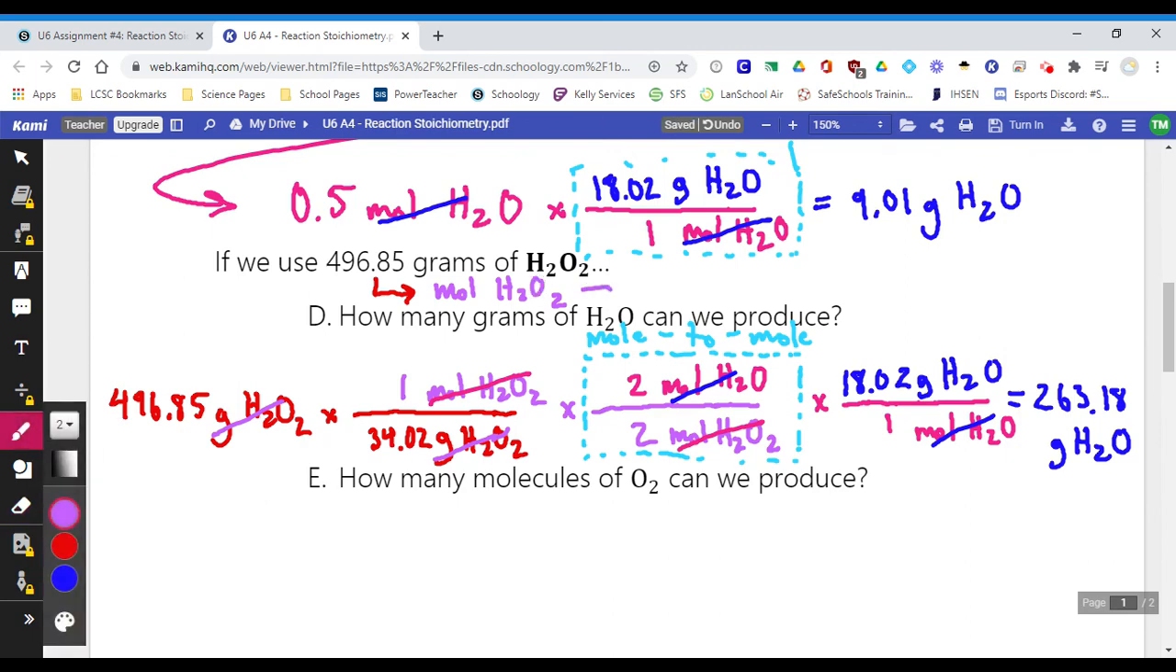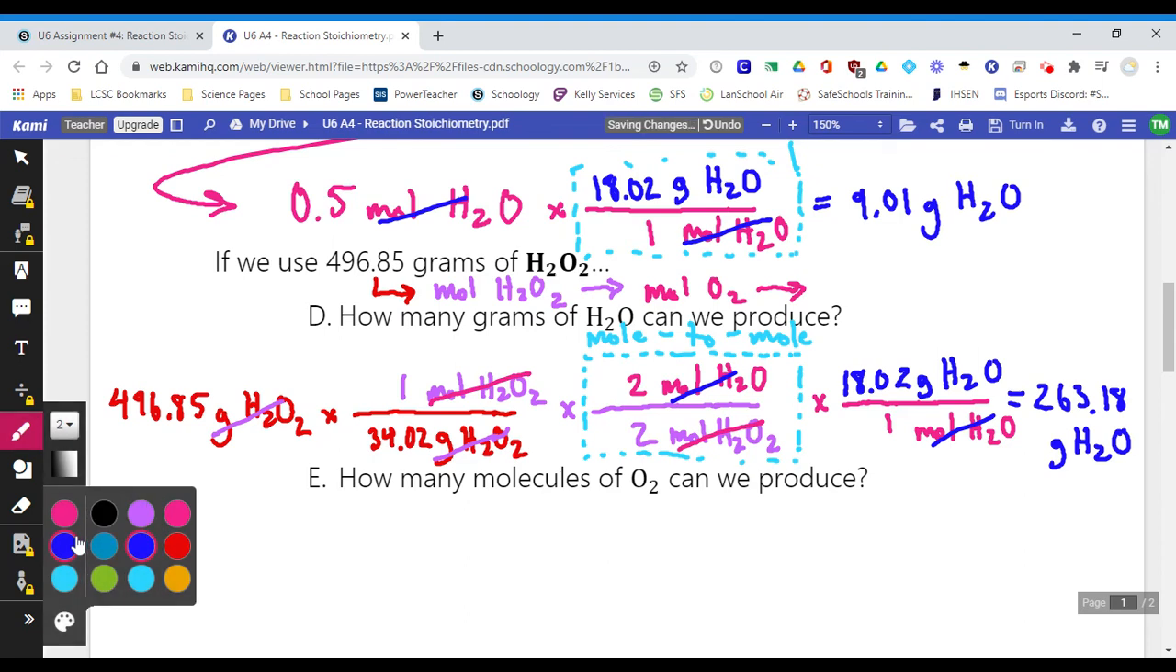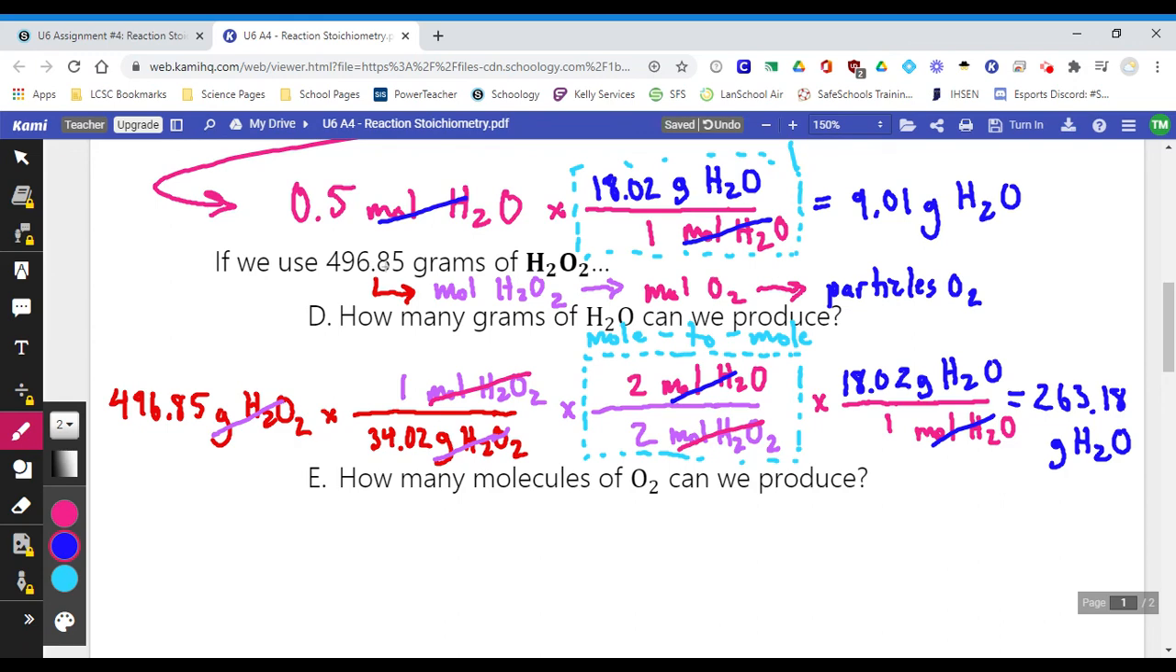All right, from moles of H2O2, I can figure out moles of something else. Like in this case, I want to know moles of oxygen, of O2, because moles of O2 can get me to particles of O2. So this is kind of how I'm charting out my course. We're going to have to convert from grams of hydrogen peroxide to moles of hydrogen peroxide, then go from that to moles of oxygen, and finally from moles of oxygen to particles of oxygen. Okay, let's do it.